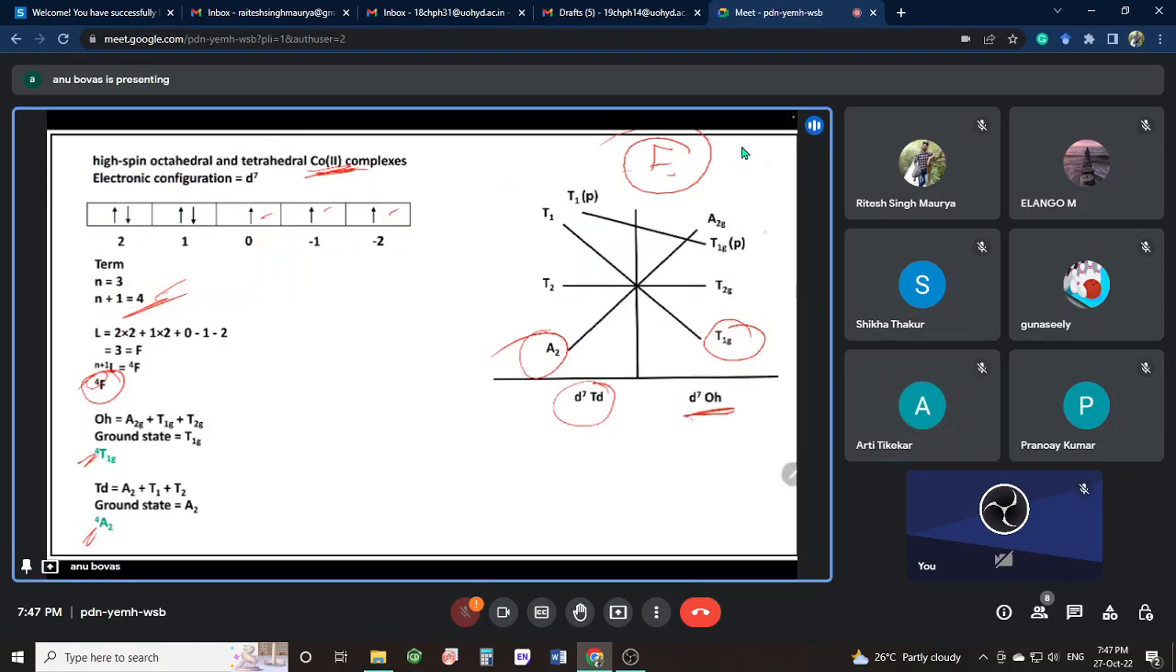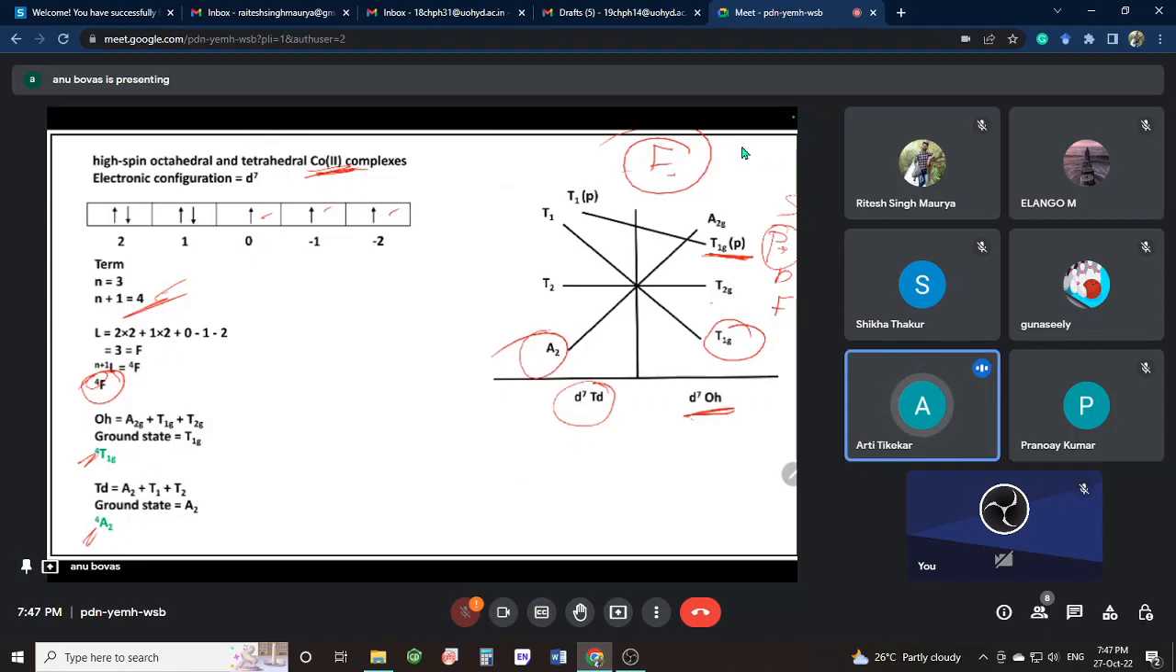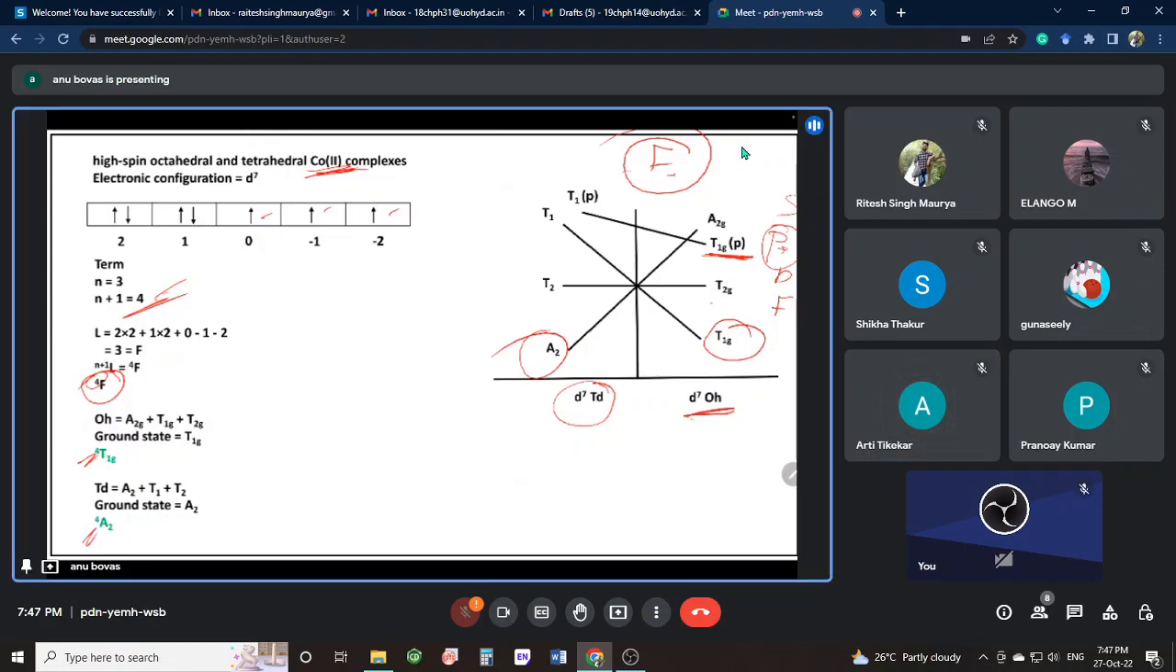Actually, this term is not related to F. This is related to P. We have S, P, D, F. This P is represented by T1g. But its energy comes in between the energy levels of F. Is it an excited state, ma'am? No, no, it's not an excited state. It is the state of P, but the energy level comes in between the energy levels of F, so it is included in the orbital diagram.